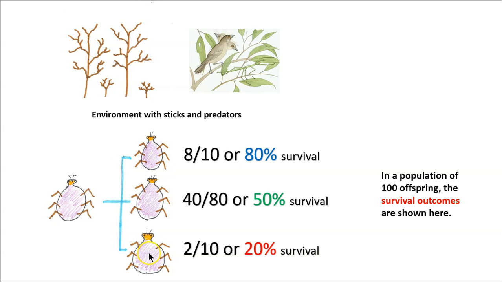Now let's look at the survival outcomes. Well, if you have the thin body, 8 out of 10 survive, 80% survival rate. Only 2 of the thin ones were detected by the predators. In the case of the middle body shape here, 40 out of 80 survived, 50% survival rate. And with the thick body, only 2 out of 10 survived, or a 20% survival rate. So only 2 individuals with the thick body escaped detection. 8 of their fellow thick-bodied friends got eaten by the predators.